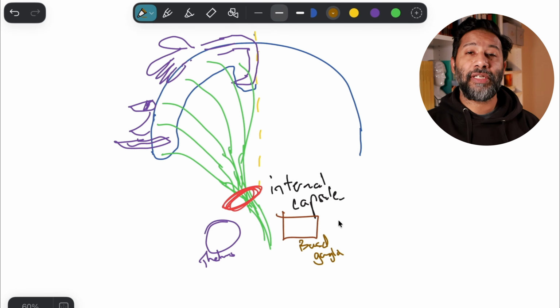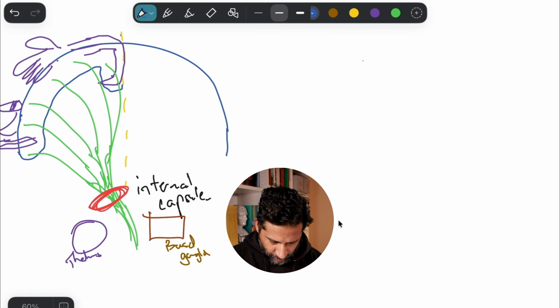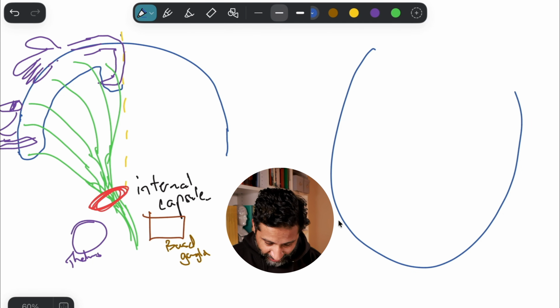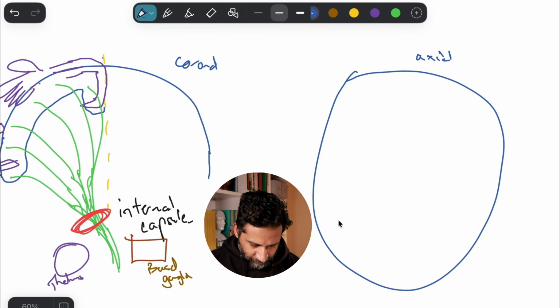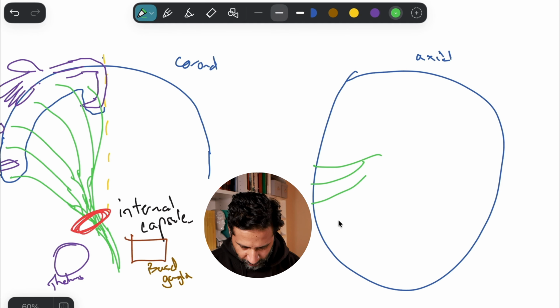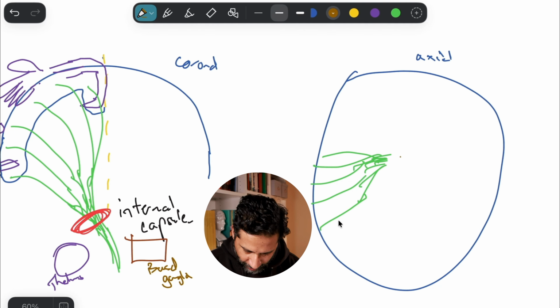Now, if we go a little bit deeper, the internal capsule has 3 parts. If I was to draw an axial view of the brain, so looking from the top down, I'm going to label this coronal, and we'll label this axial. If we look from an axial perspective at the fibers, they're coming from the primary motor cortex down, then they're getting densely packed into the internal capsule. We have our basal ganglia at the front, and we have our thalamus at the back.